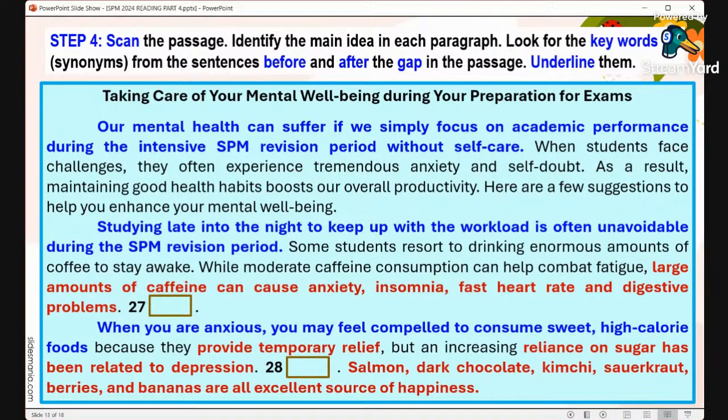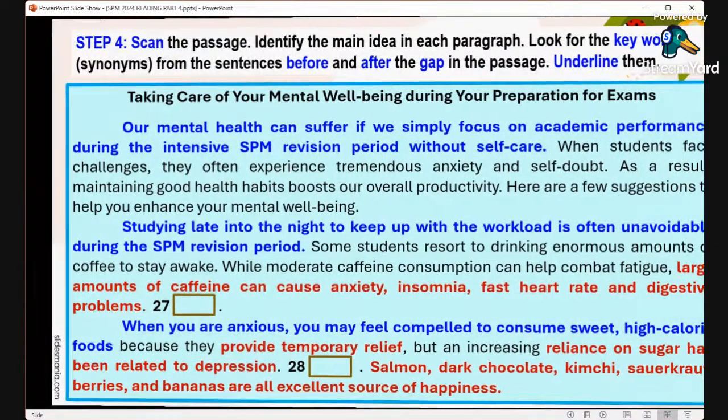In the third paragraph, when you are anxious, you may feel compelled to consume sweet, high calorie foods because they provide temporary relief, but an increasing reliance on sugar has been related to depression. We don't know what information is there, but then they give you examples of food. Salmon, dark chocolate, kimchi. Wow, I've never tried kimchi. I don't know how it tastes, but I know a lot of students love kimchi. Berries and bananas are all excellent sources of happiness. So these are all the foods that give us happiness instead of consuming a lot of sugar. That's what I understand from there.